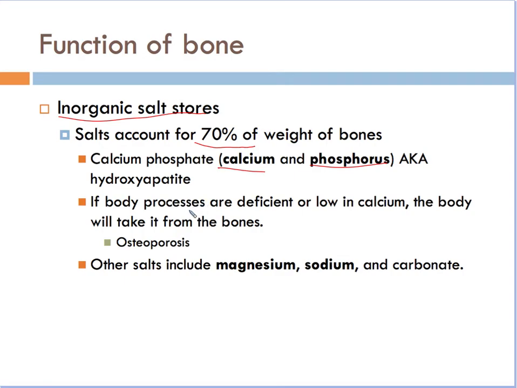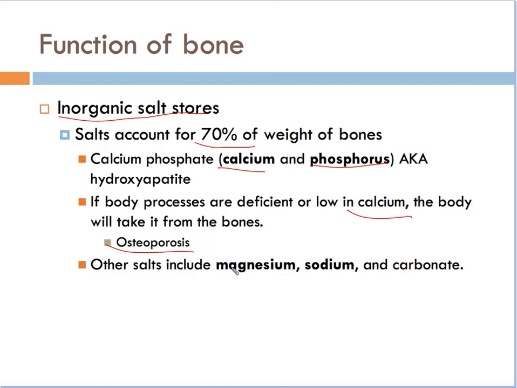But if your body processes are deficient or low in calcium, your body will take it from bones and use it elsewhere. And this is where osteoporosis comes in. Your body just doesn't retain the calcium it needs. And so that is where osteoporosis comes from.